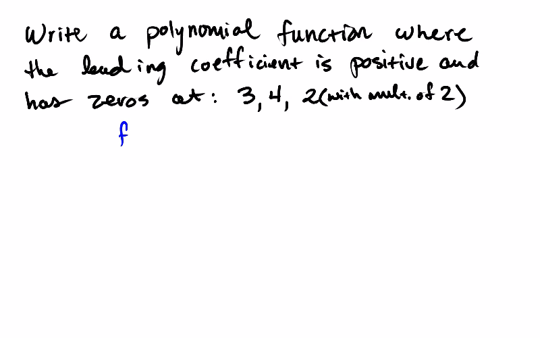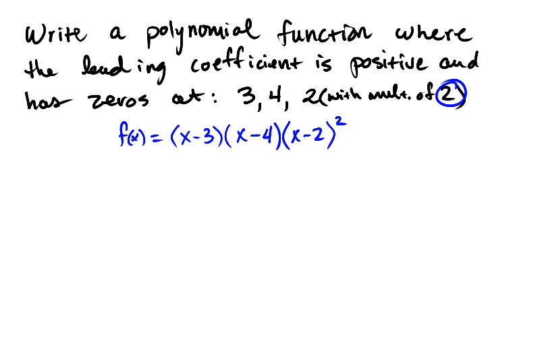Okay, and so now what we have to do is we have to write each one as a factor. So f of x would equal, and we'd write x minus 3 as a factor, because 3 minus 3 would go to 0. And then x minus 4 for the 0 of 4, because 4 minus 4 would be 0. And then when we get to this 2 with a multiplicity of 2, this is just going to be the exponent on my parentheses. So it would be x minus 2 and then squared.